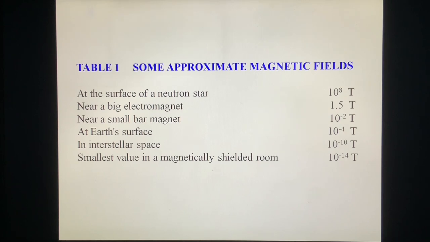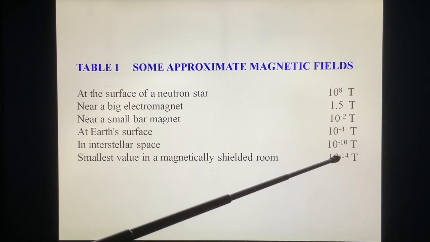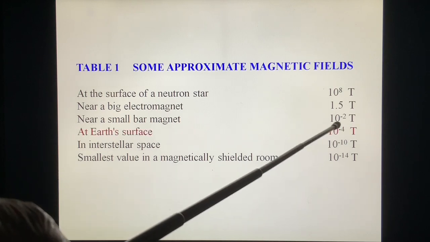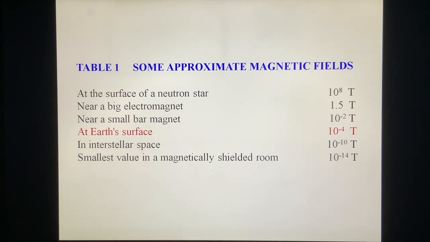Let's see some magnetic fields. The smallest one is very small, 10 to the minus 14 Tesla. And the biggest one, at the surface of a neutron star, is 10 to the 8 Tesla. And our Earth is about 10 to the minus 4 Tesla, 1 Gauss, 0.5 to 1 Gauss.